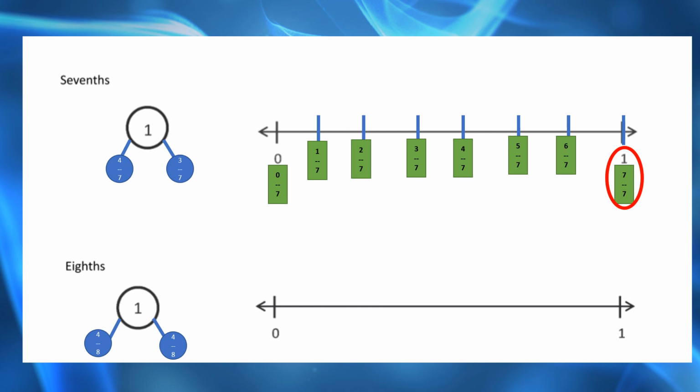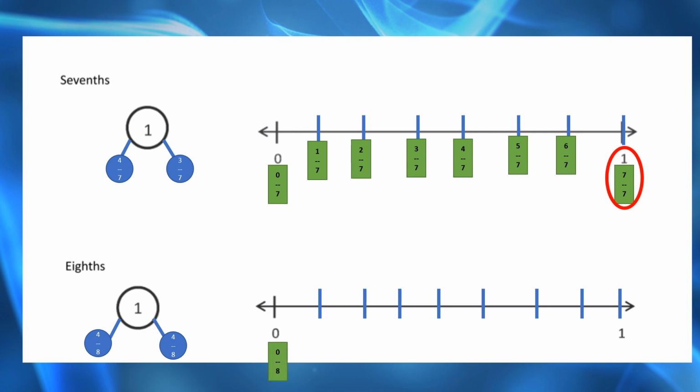All right, now let's go ahead and partition our number line into eighths. So since I'm partitioning into eighths, I need 8 lines. 1, 2, 3, 4, 5, 6, 7, 8. And I'm going to go ahead and label those eighths.